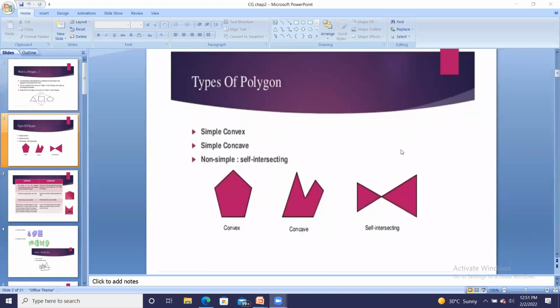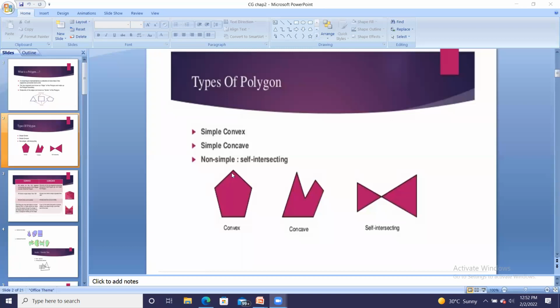Then there are types of polygons. So we are having types of polygons. Three types. Simple convex. Simple convex is nothing but when you are having the angle between the two edges less than 180. When you are having the angle between the two edges less than 180, then it is considered as the interior angle.